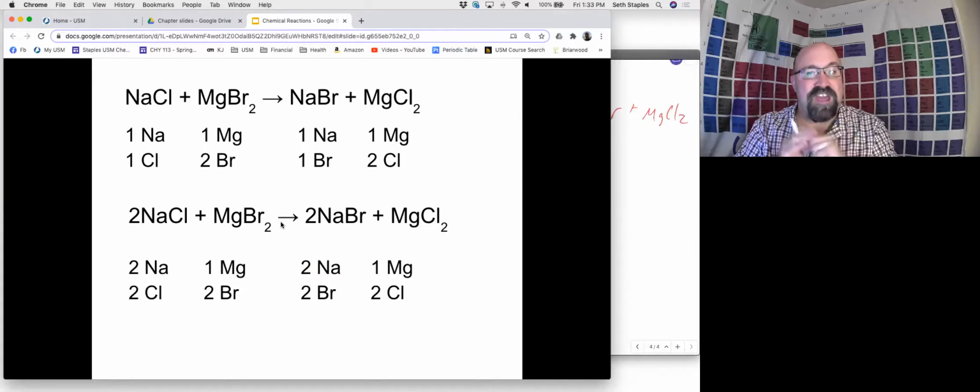What we can do is change the number of NaCl's and the number of NaBrs that we have. Putting our 2's in front here as coefficients balances the equation for us. Now we have a correctly balanced equation.